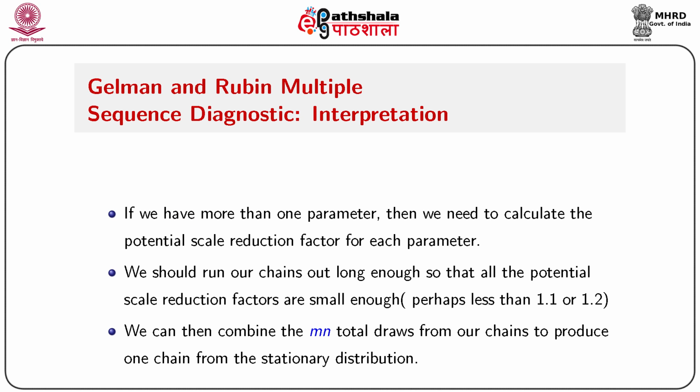The interpretation is, if we have more than one parameter, then we need to calculate the potential scale reduction factor for each parameter. We should run our chain long enough to show that all potential scale reduction factors are small enough, perhaps less than 1.1 or 1.2. We can then combine the m chains into n total draws to produce one chain from the stationary distribution.